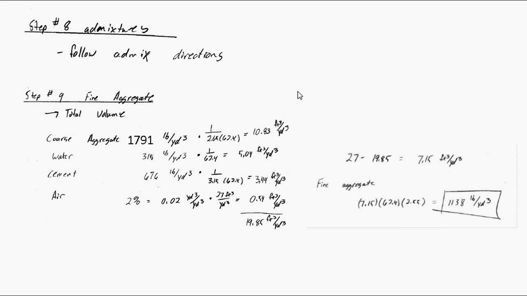Step 8 in this whole process is admixtures. Now, admixtures come from different manufacturers, have different instructions, and do different things. So if you're going to add an admixture, be it a superplasticizer, an air entrainer, a retarder, or an accelerator, they have their own directions and you need to follow their directions. And this is the point where you'd consider what your admixtures are going to do and follow those directions.